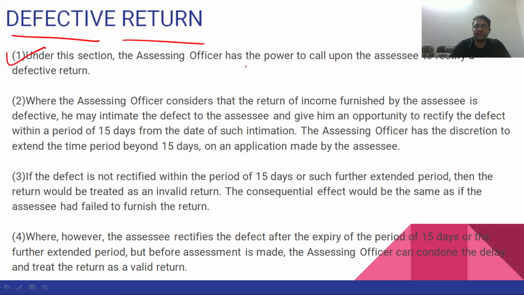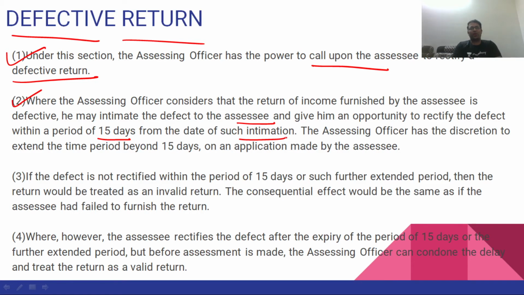the assessing officer has the power to call upon the assessee to rectify a defective return. Where the assessing officer considers that the return of income furnished by the assessee is defective, he may intimate the defect to the assessee and give him an opportunity to rectify the defect within a period of 15 days from the date of such intimation. The assessing officer has the discretion to extend the time period of 15 days on an application made by the assessee.